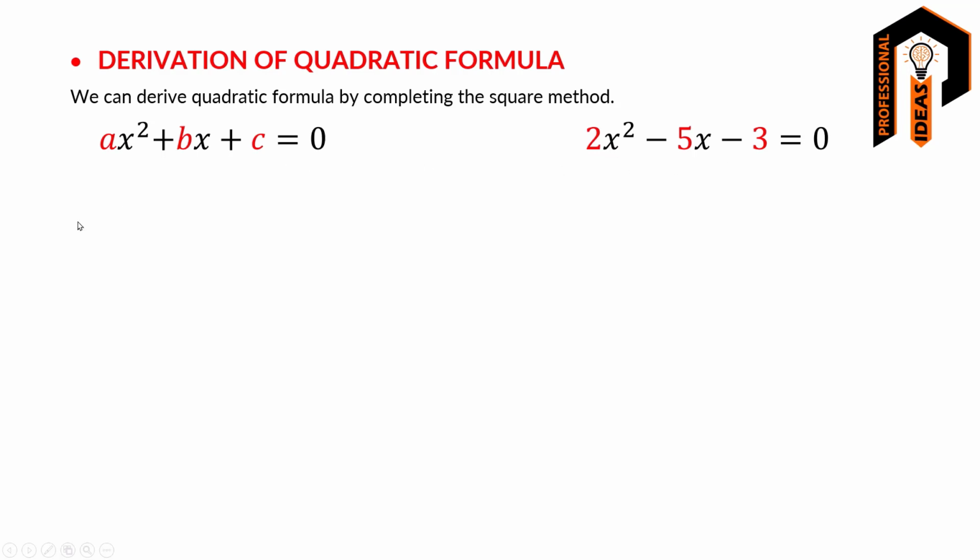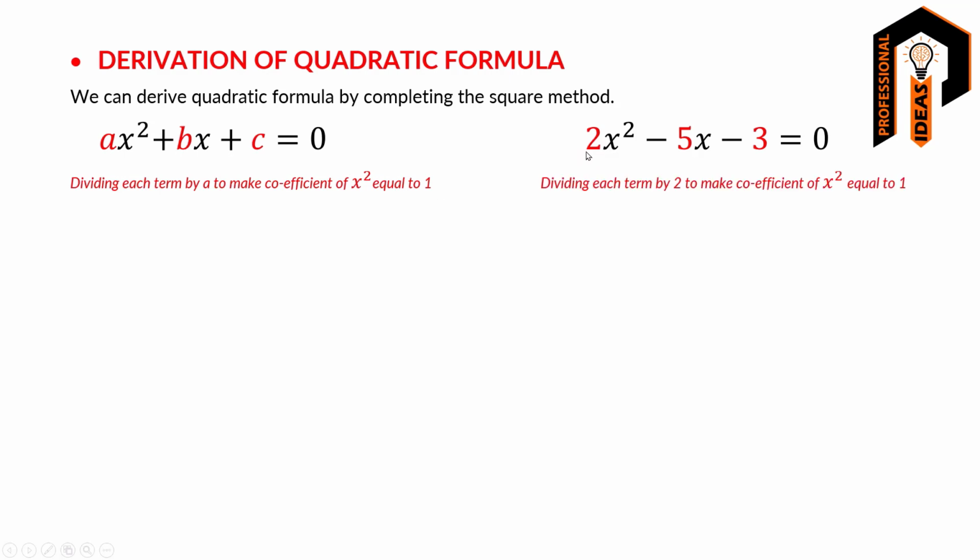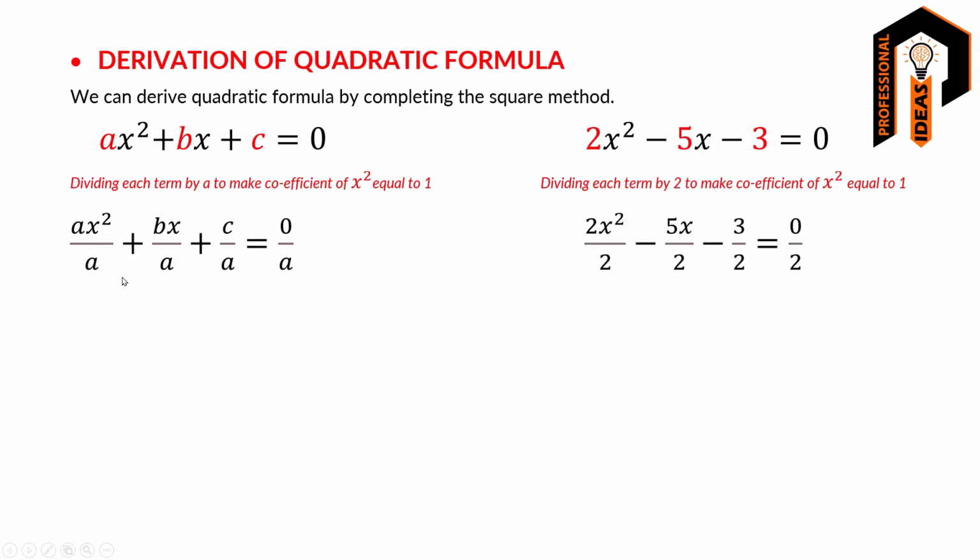Step number 1 is dividing each term by a to make the coefficient of x square equal to 1, and dividing each term by 2 to make the coefficient of x square equal to 1. So a will be cancelled and we are left with x square plus b over a x plus c over a is equal to 0, and x square minus 5 over 2 x minus 3 by 2 is equal to 0.